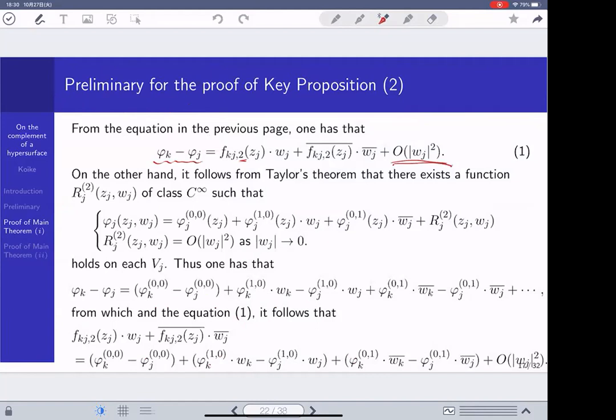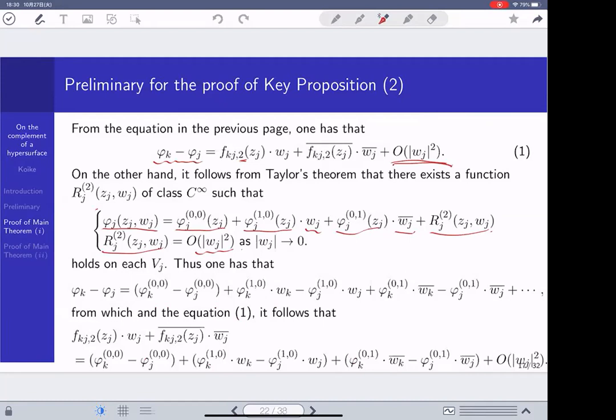On the other hand, it follows from Taylor's theorem that there exists a function R2 of class C infinity such that phi j is equal to phi j00 plus phi j10 times w plus phi j01 times w bar plus the remaining terms, and the remaining term goes to 0 in this order. Just a usual Taylor's theorem for the variable w.